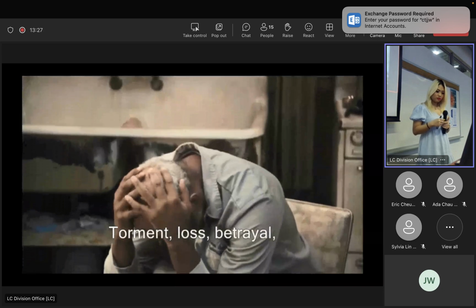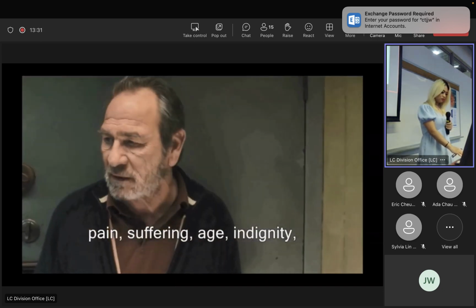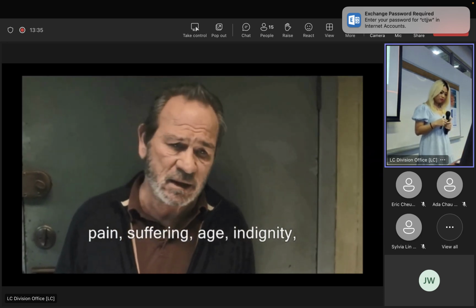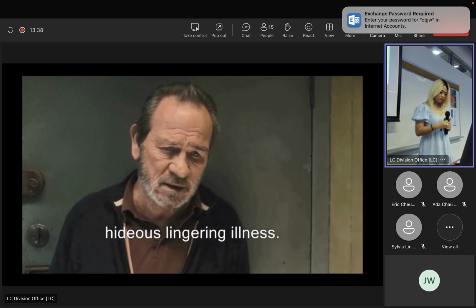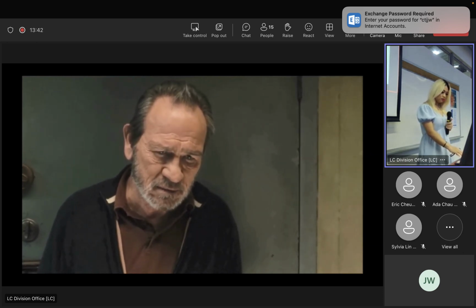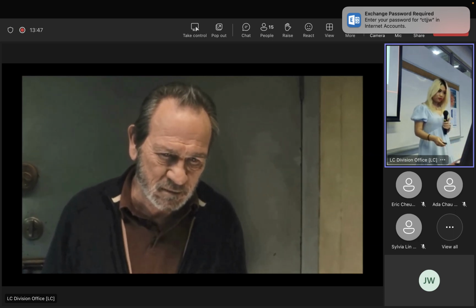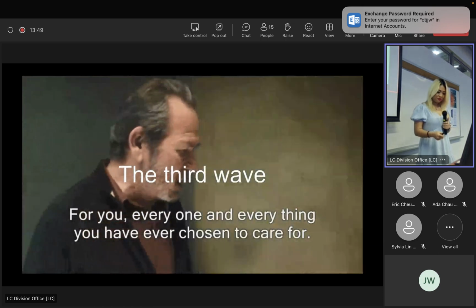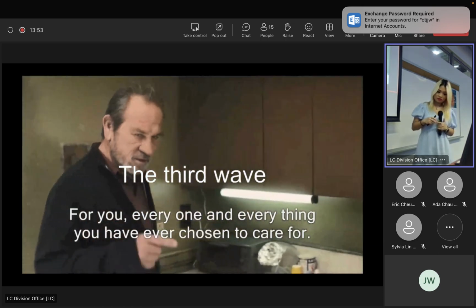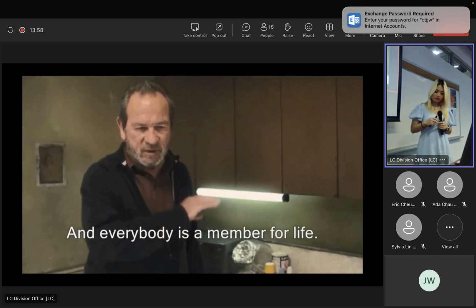Torment, loss, betrayal, pain, suffering, age, indignity, hideous, lingering illness. And all of it with a single conclusion. For you, everyone, and everything you have ever chosen to care for. That is the true brotherhood, the true fellowship, and everybody is a member for life.